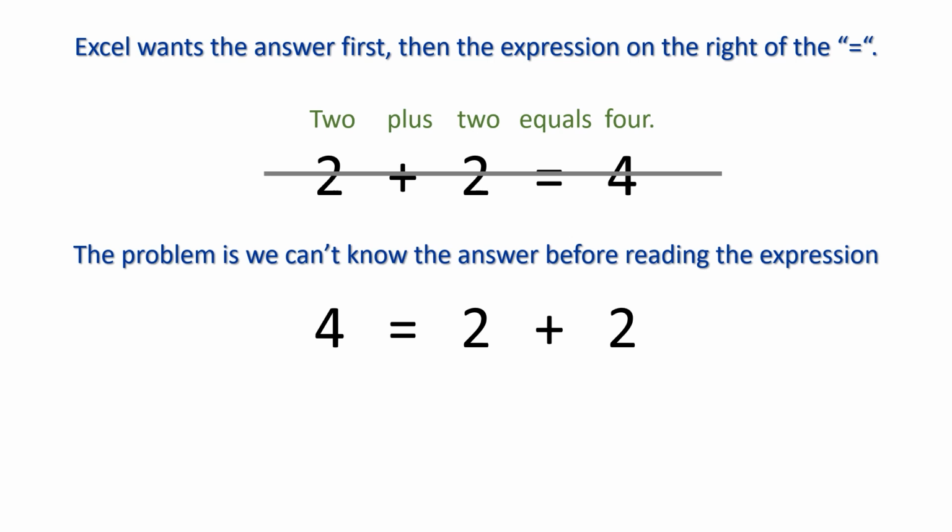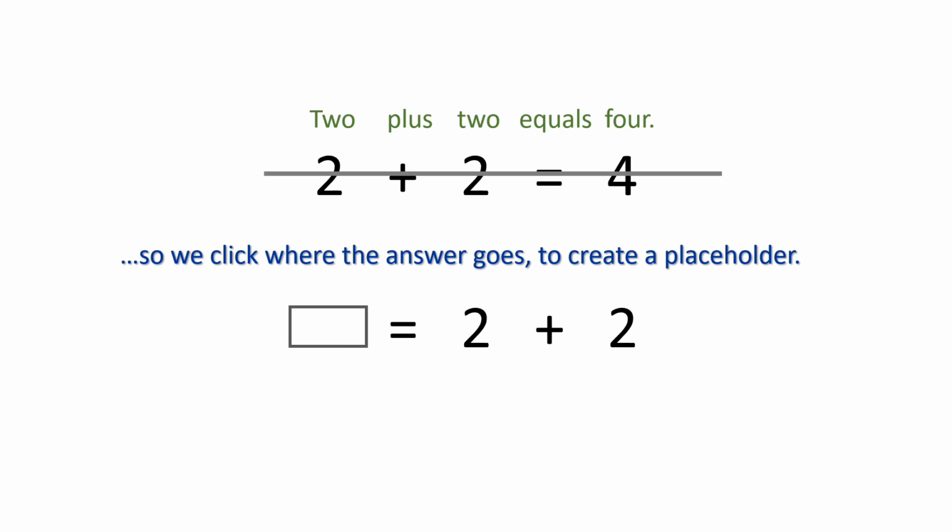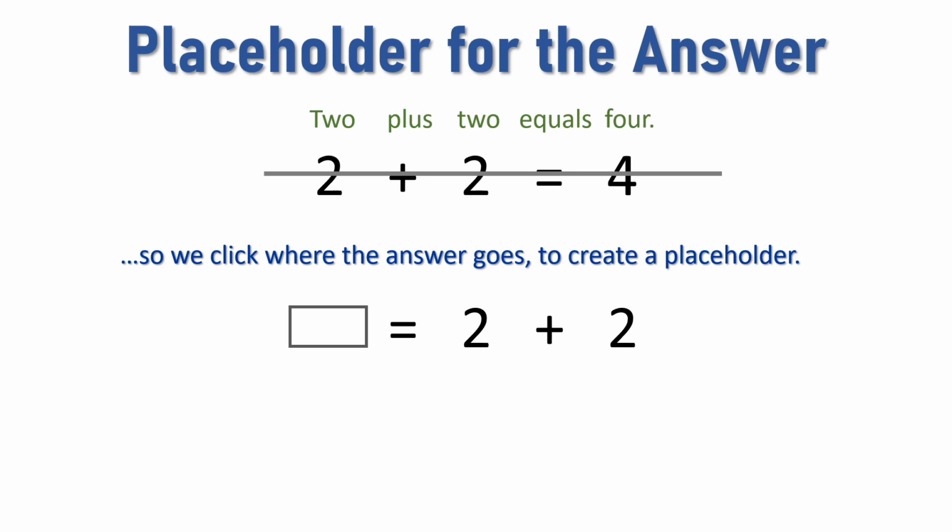Well, because of that truth, we work not with the actual answer, but with an answer placeholder. So we have to make a placeholder for the answer in order for us to understand how to write in Excel. So in English, in other words, it would be the unknown answer in this placeholder equals 2 plus 2. Okay? So realize that whenever we refer to the answer in formula writing, we're really talking about the answer placeholder, which is where the answer will be once we're completely done writing our formula.